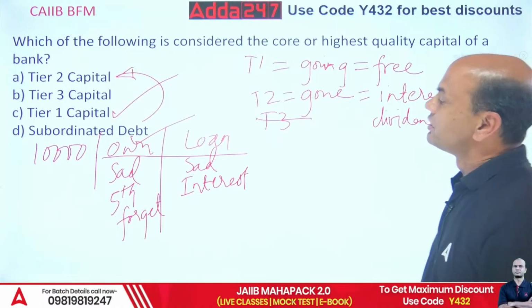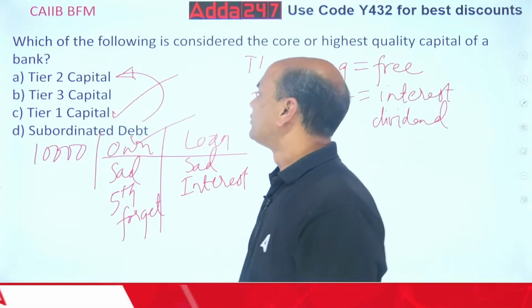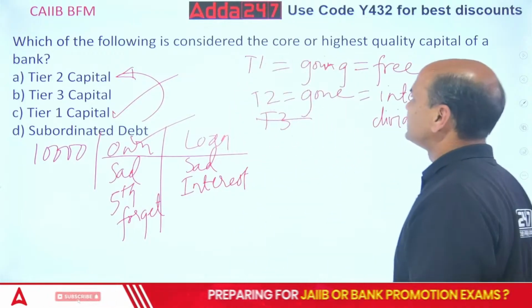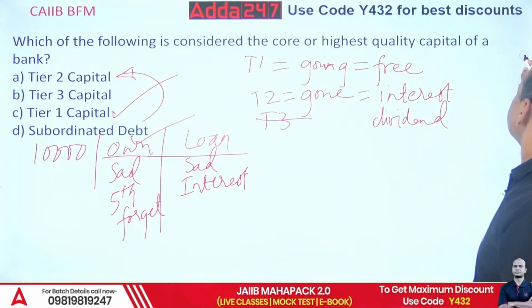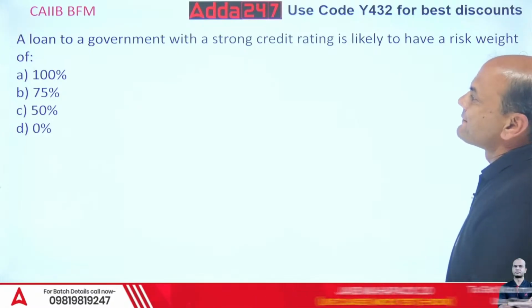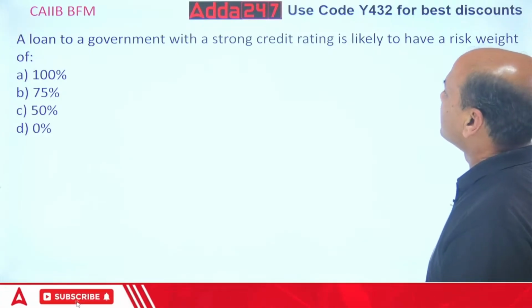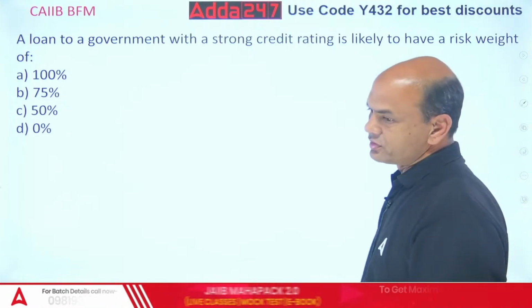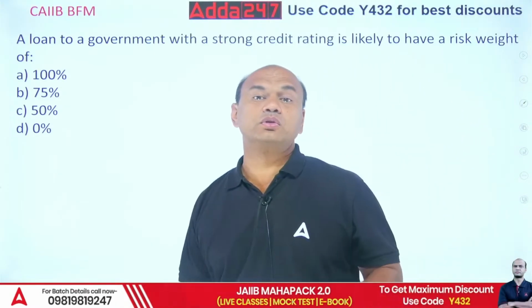Got it? So, what is the answer then? Tier 1. Okay? T1 is the best capital, highest quality capital. A loan to a government with a strong credit rating is likely to have a risk weight of. So, loan to a government, I am giving the loan to the government.